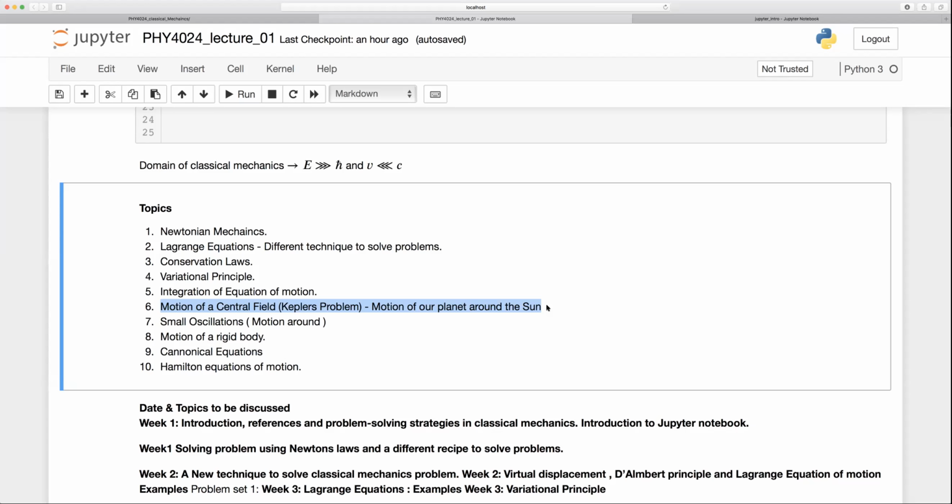So this is about the motion of rigid bodies, and once again, we will talk about that in that particular section. There are different techniques that we will be using in classical mechanics to solve problems, and those come as the last options, which are canonical equations and Hamiltonian equations of motion, right? You can see that from the topics that we are covering, and this goes deeper than what you have done for classical mechanics in your second year.